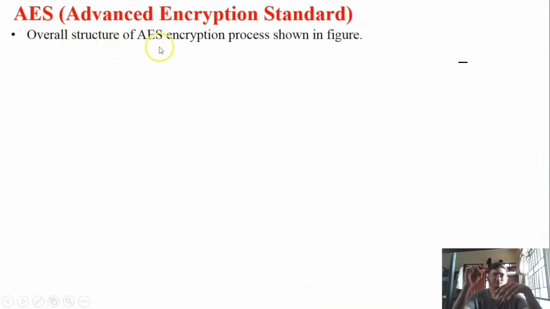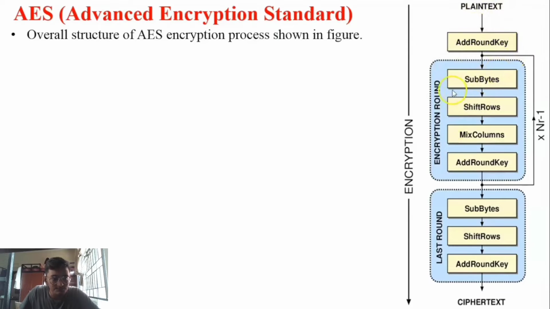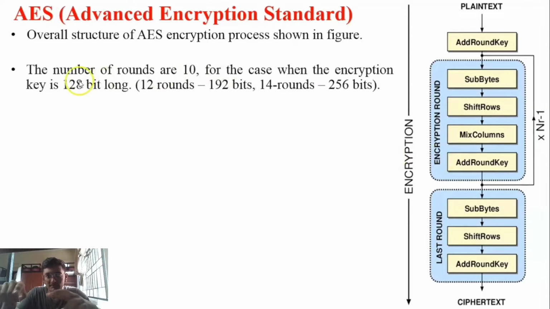Now the overall structure of the AES encryption process is shown in the figure. In this figure you can see the plain text applied to the add round key, and different encryption rounds will be performed. We have already discussed that if you want to use a 128-bit key, it performs 10 rounds, we can say 0 to 9. If you want to use 192-bit, it performs 12 rounds, and 256 bits, it performs 14 rounds.